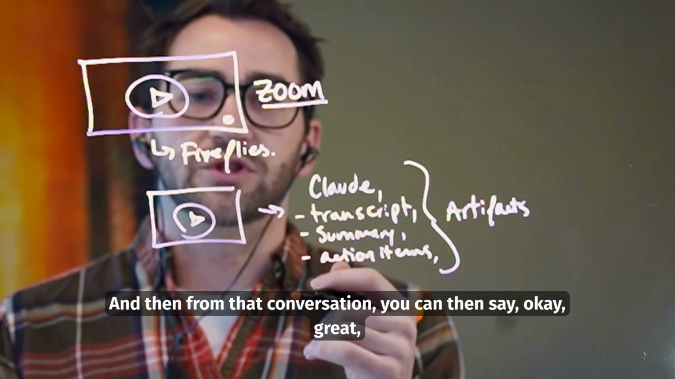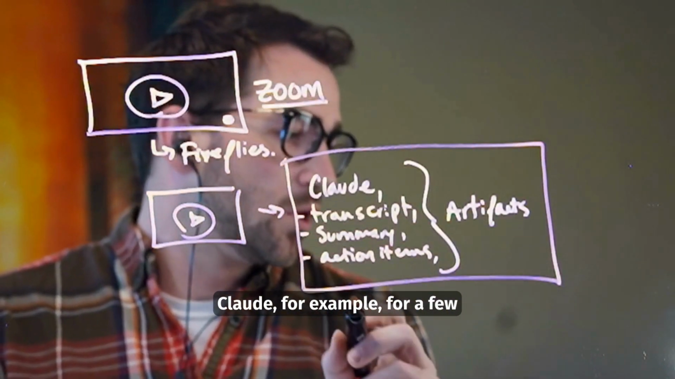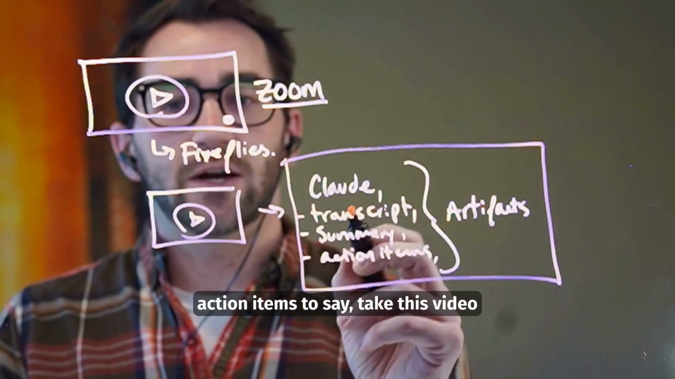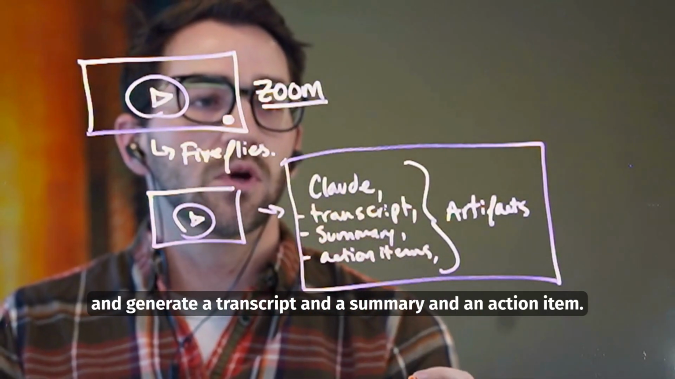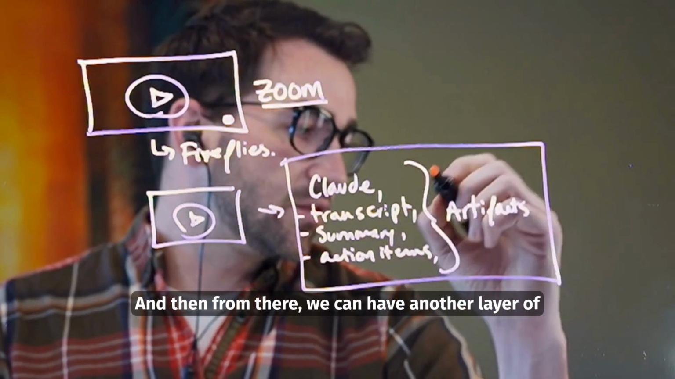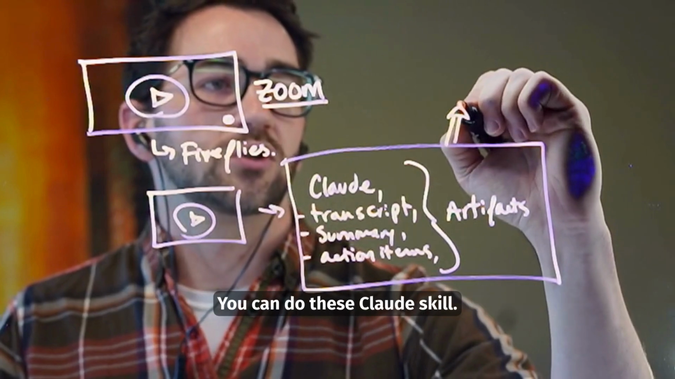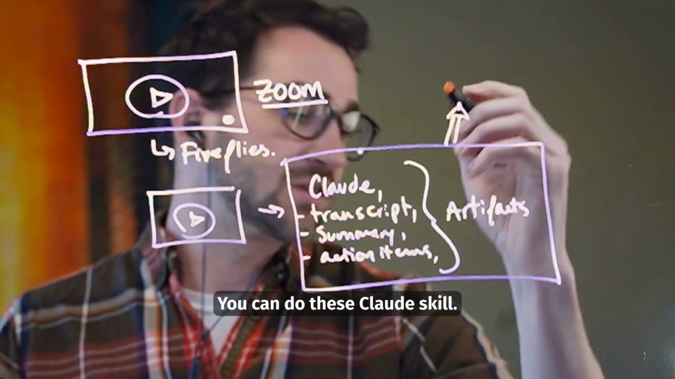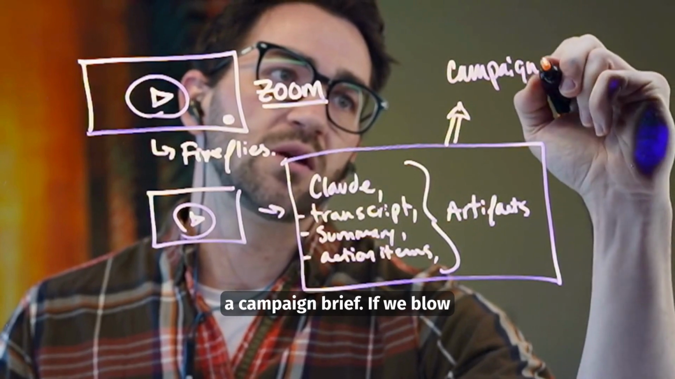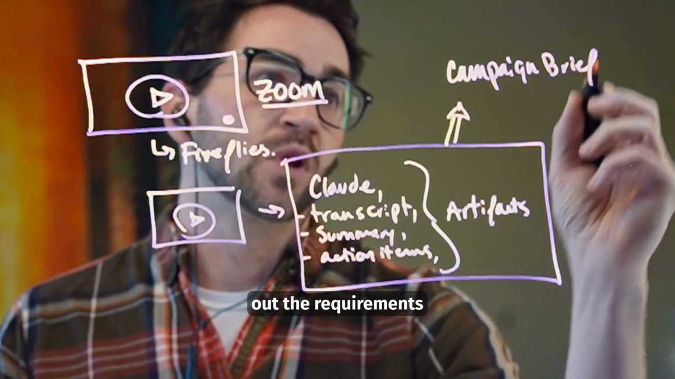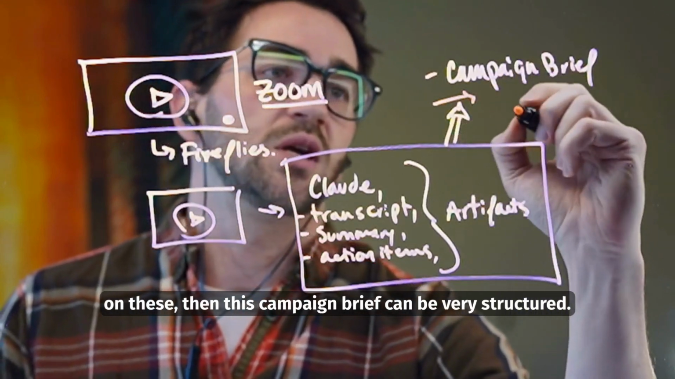And then from that conversation, you can say, okay, great, I'm going to ask Claude, for example, for a few action items: take this video and generate a transcript and a summary and action items. And then from there, we can have another layer of improvement where we ask for something more structured. You can do these via a Claude skill, but then we can ask for a campaign brief. If we blow out the requirements on these, then this campaign brief can be very structured.